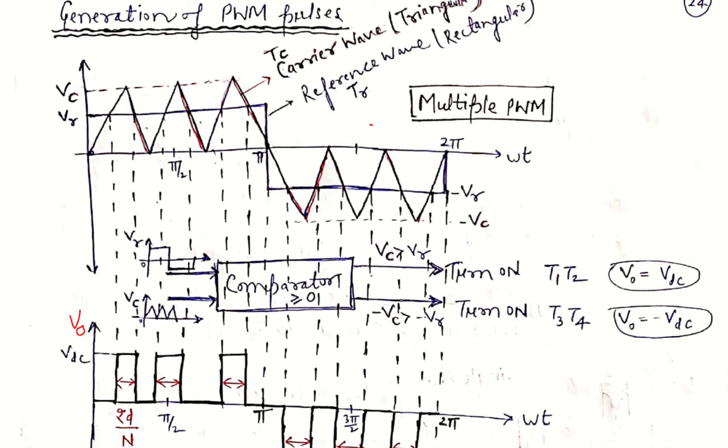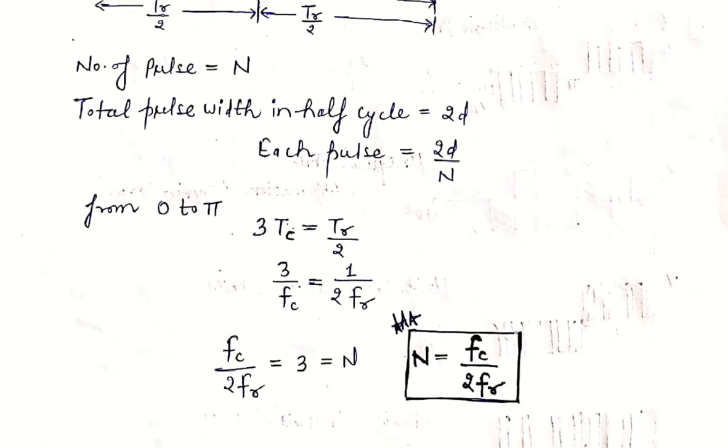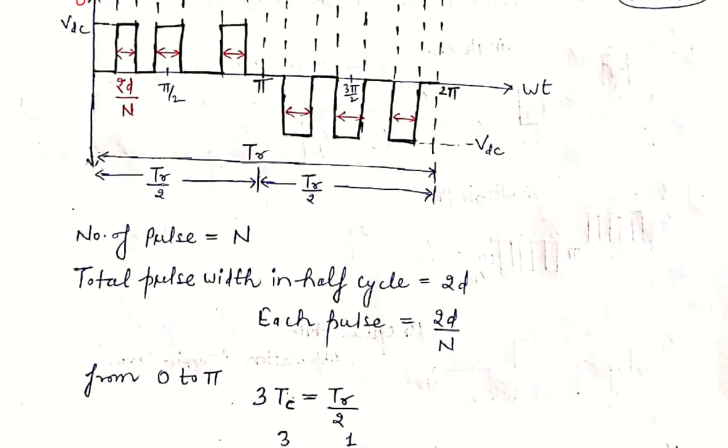So if we make 3 Tc equal to Tr by 2, and put Tc equals 1 by Fc, that is the frequency inverse, so Tc equals 1 by Fc, and Tr equals 1 upon Fr. Then we calculate the ratio Fc upon 2 Fr. So Fc upon 2 Fr is obtained to be 3. So 3 means, according to our output voltage waveform, 3 is the number of pulses.